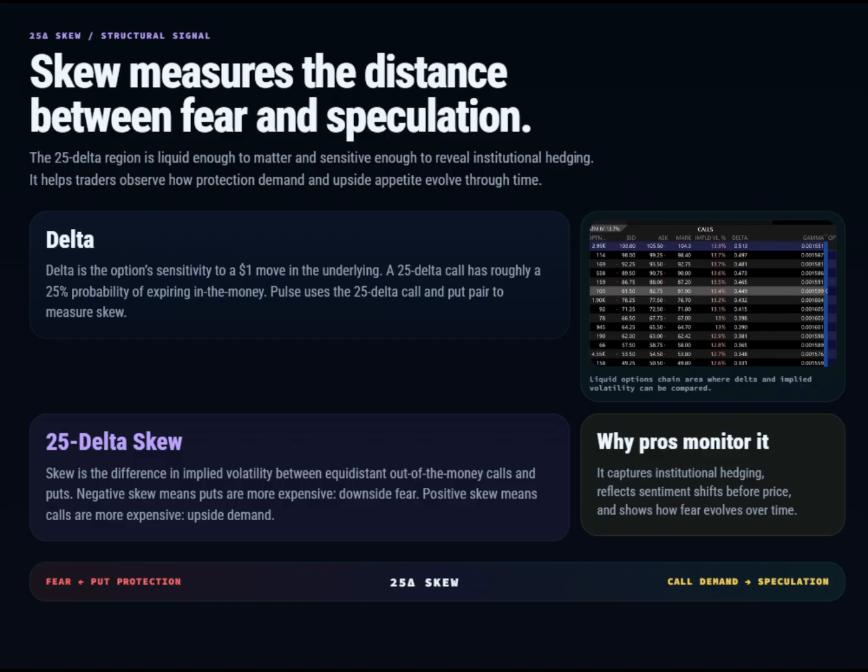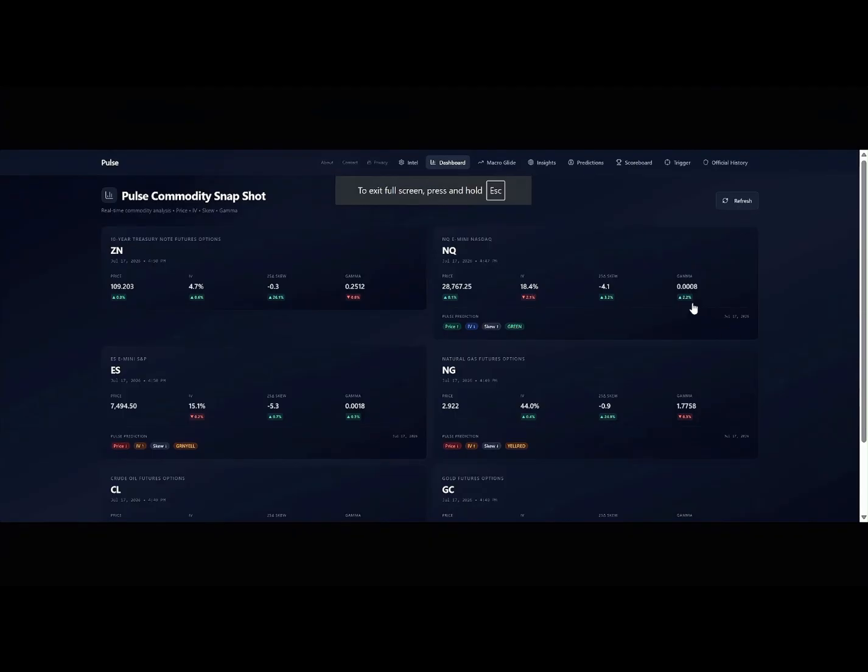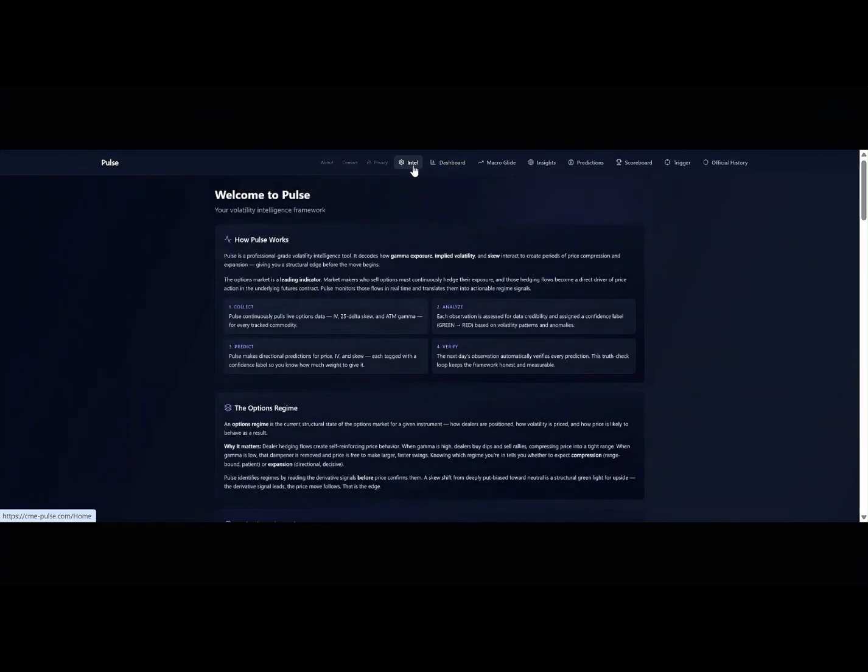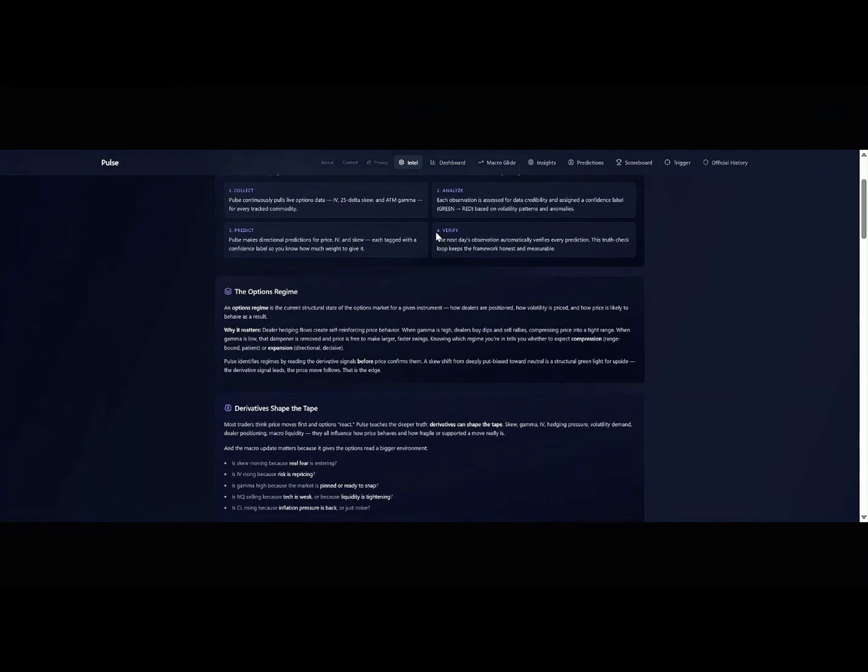So what exactly is skew? Skew measures the difference in implied volatility between out-of-the-money puts and out-of-the-money calls. In simple terms, it helps us understand where market participants are paying for protection. Are traders becoming increasingly fearful, or are they becoming increasingly aggressive? Markets don't simply move because of price. Markets move because expectations change. And skew gives us a direct window into those changing expectations.